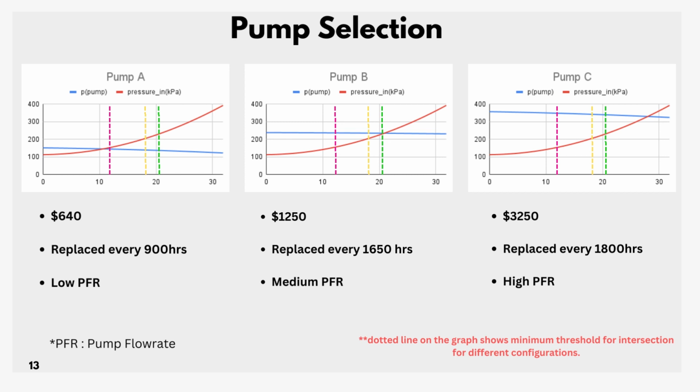Secondly, we had to select a pump. We were given 3 pumps to choose from, with increasing power from left to right. Pump C, although it satisfied the minimum threshold value, was an overkill, as we could achieve the same performance with Pump B, which was cheaper and at a reasonable cost compared to Pump C.